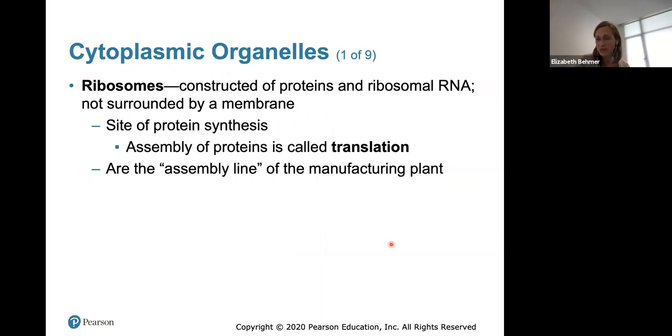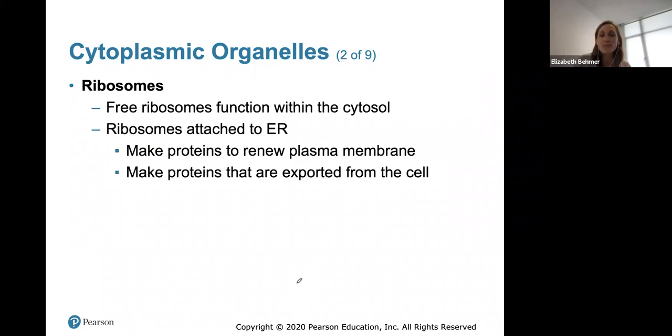Ribosomes are constructed of proteins and ribosomal RNA. Ribosomes create proteins. So if there's one thing you remember about ribosomes, ribosomes create proteins. The assembly of proteins is called translation, and the ribosomes are like the assembly line of the manufacturing plant that creates proteins. Ribosomes can be free-floating, and they will be within the cytosol, or ribosomes can be attached to the endoplasmic reticulum, which is what we'll talk about. And these make proteins to renew the plasma membrane and make proteins that are exported from the cell.